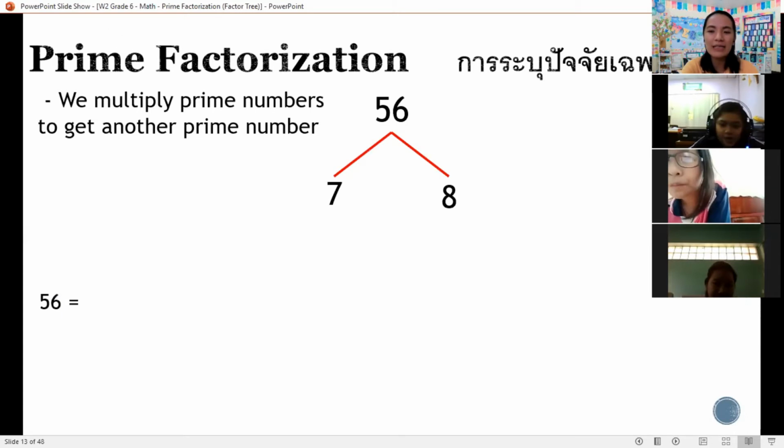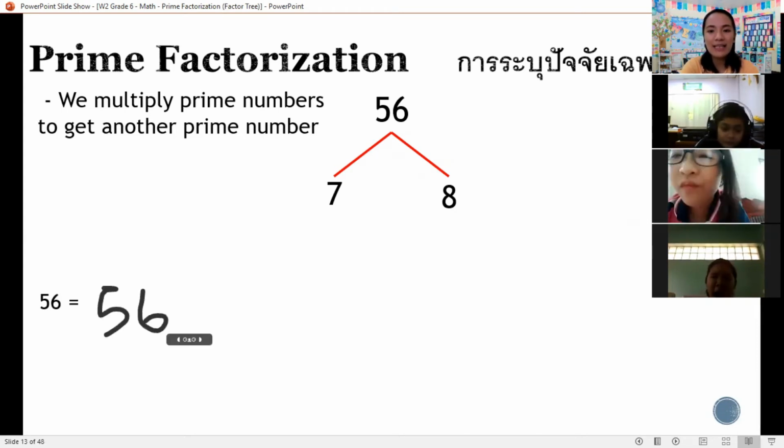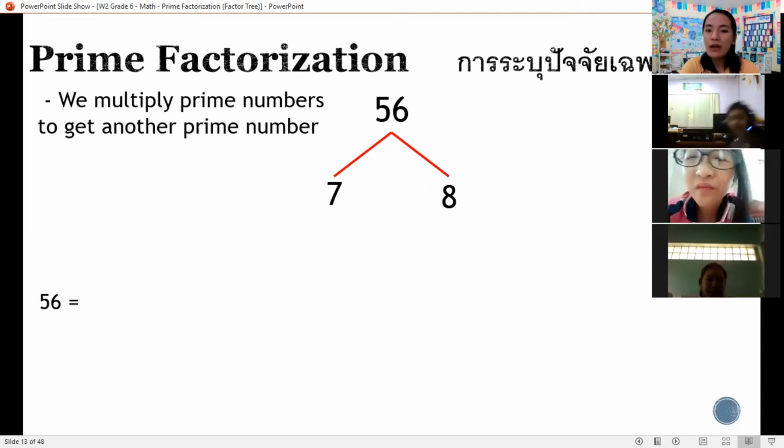So this one is what we call factor tree. We multiply prime numbers to get another number. For example, we have 56. The factors of 56, we have 8 and 7. So which are composite number? Is it 7 or 8? Which of this is composite number? 7 or 8?